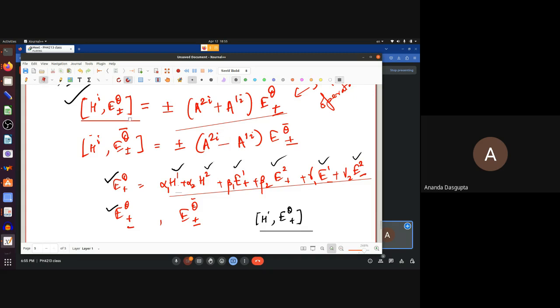So either E theta plus is 0 or it's an independent generator. The same goes for E theta bar minus, E theta bar plus minus. So either these are independent generators or they are 0.